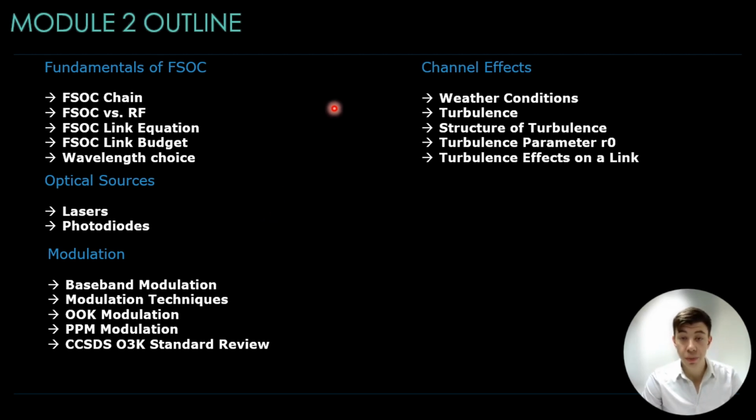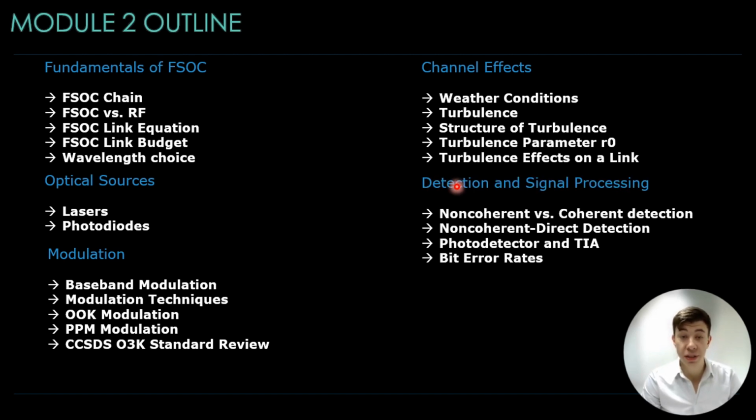No FSOC adventure will be complete without understanding the challenges it faces. We'll tackle channel effects head-on, exploring weather conditions, the mysteries of turbulence, and how they impact your link performance. And finally, we'll demystify detection and signal processing. We'll compare different detection methods, learn about photodetectors and transimpedance amplifiers, and even get a handle on bit error rates.